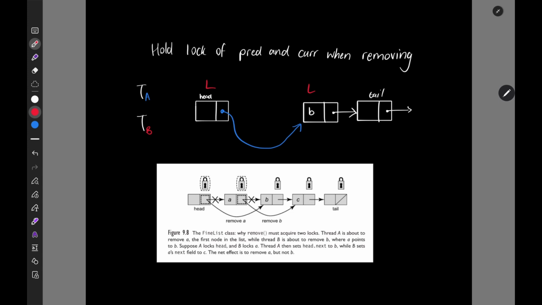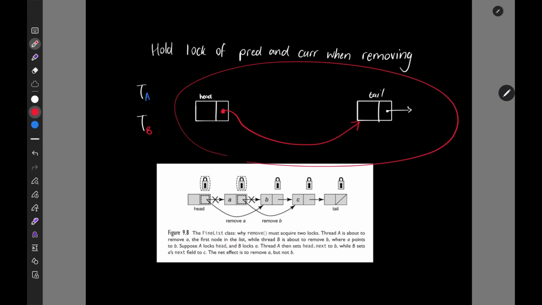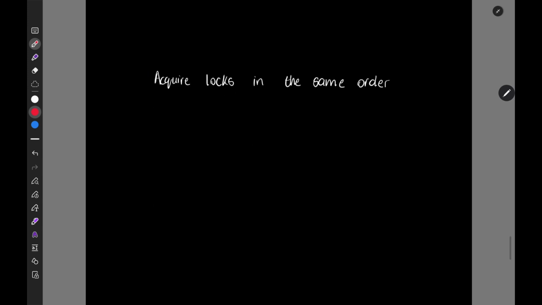It should actually go from left to right. So yeah, now it removes B by making the head pointer point to the tail, and now B is removed, and then it lets go, and now it's successfully removed both nodes from the linked list. So now you have to always acquire locks in the same order. What I mean by that is that it always has to go from the head towards the tail.